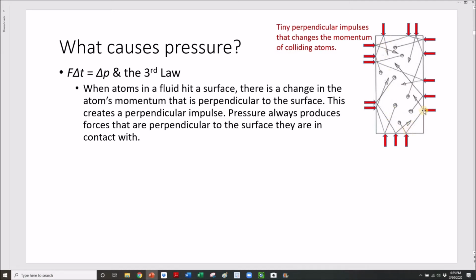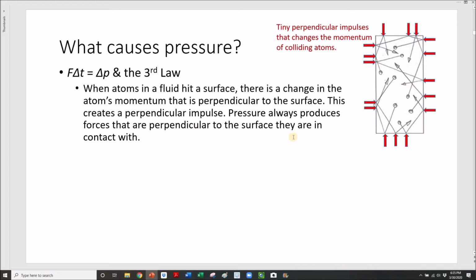Now I want you to notice, look at this one right here. This one comes down, hits, and bounces off. Its horizontal momentum is not changing, only its vertical momentum. So that means it's a vertical impulse on this wall. And that means that there is always a perpendicular change to the momentum, which causes a perpendicular impulse, which means the pressure that's produced, which is the force over the area, is always perpendicular to the surface.